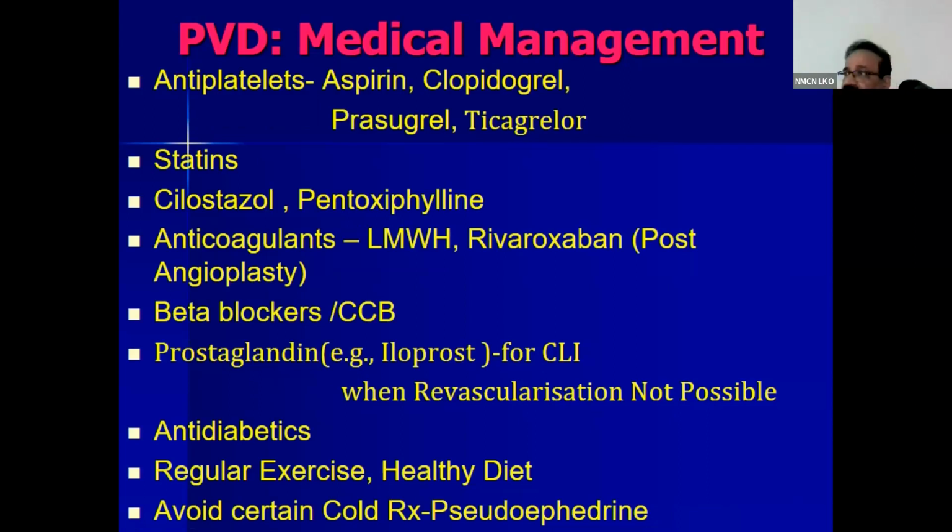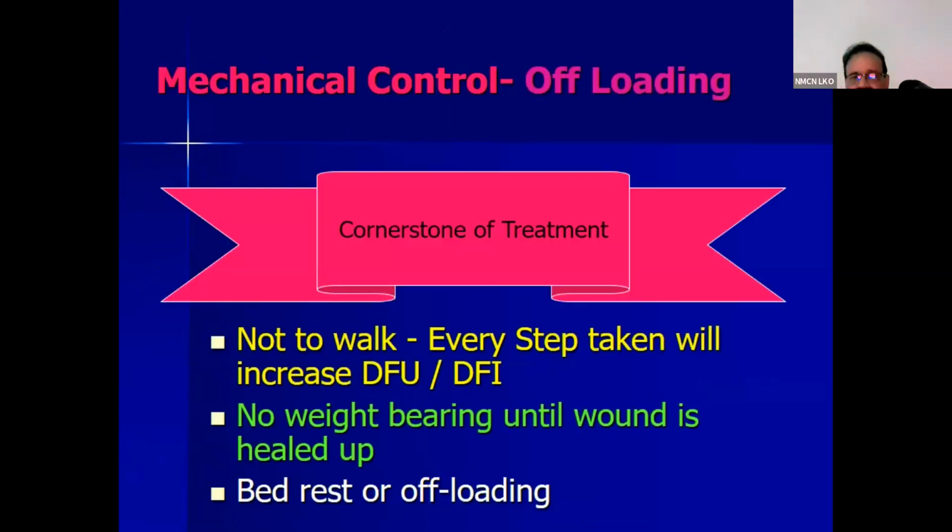In cases of post-angioplasty, for 3 days, low molecular weight heparin should be given, followed by rivaroxaban, which is an oral anticoagulant. Beta blockers reduce the heart rate and the blood pressure. Calcium channel blockers also cause vasodilatation, so they can be given. Prostaglandin like iloprost can be given for critical limb ischemia cases when revascularization is not possible. Then anti-diabetics naturally are to be given so that sugar remains controlled and peripheral vascular disease remains under control. Regular exercise is important, that increases blood flow, and a healthy diet is an important part of the treatment. And avoid certain cold medicines like pseudoephedrine-containing cough syrup, etc.